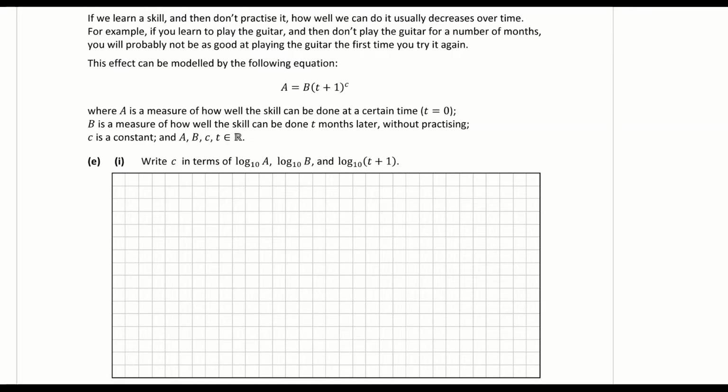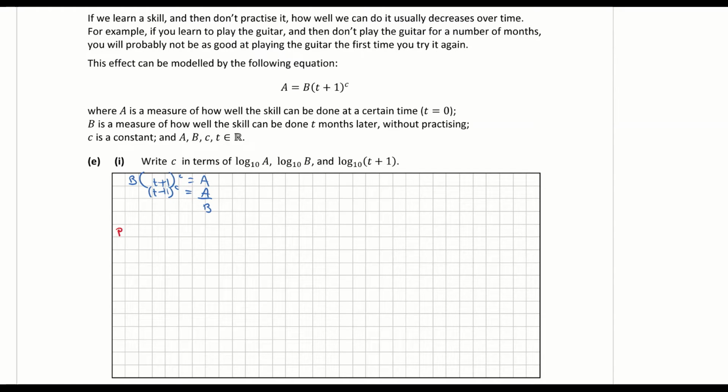Okay, so this is basically just manipulation of the equation that we're given. We'll need your log tables on page 21 to answer this question. So let's begin and see what we have. I have b times t plus 1 to the power of c is equal to a. That's what they're giving us. Let's isolate the t plus 1 to the power of c, which is the same as dividing across by b. So t plus 1 to the power of c is equal to a over b. Nothing major there.